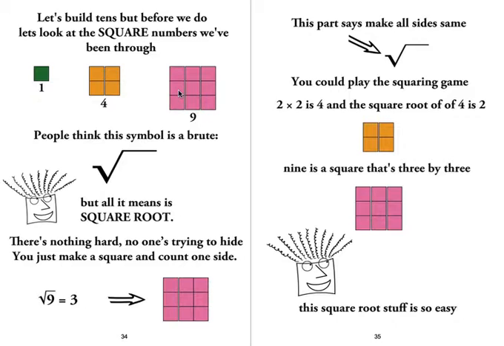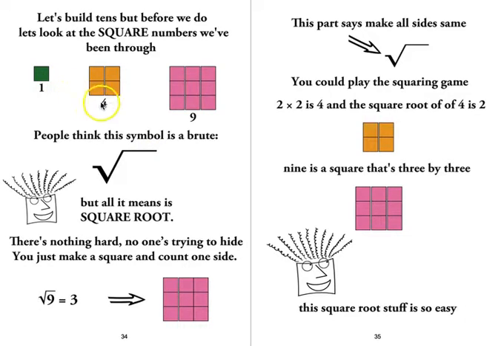People think this symbol is a brute, but all it means is square root. There is nothing hard. No one's trying to hide. You just make a square and count one side. So if I want the square root of 9, there's 3. And kids can see, yep, it has nothing to do with the symbol. It has everything to do with the shape.